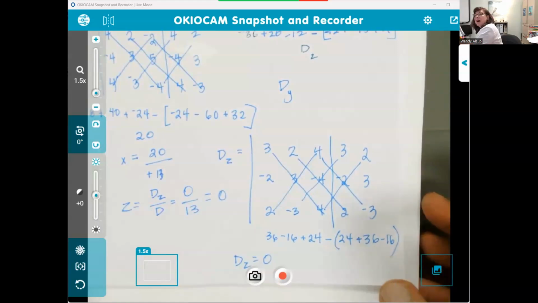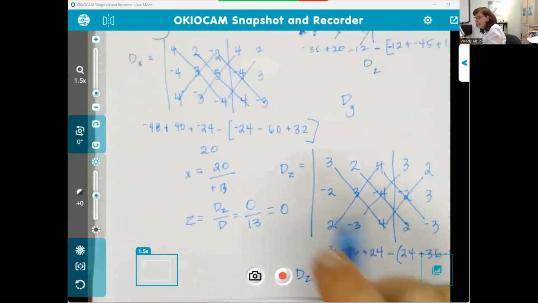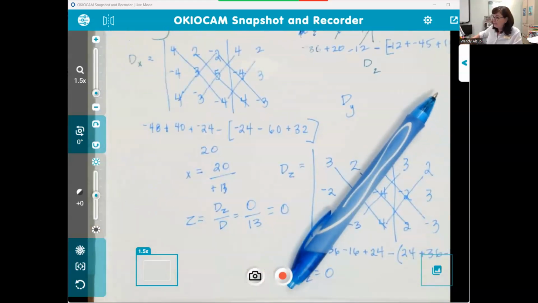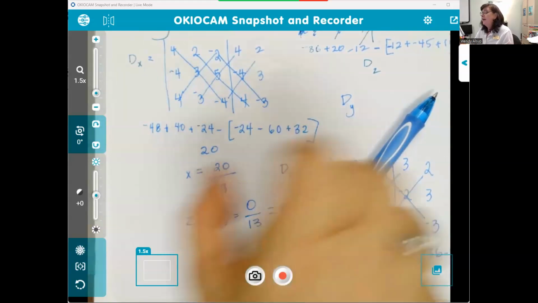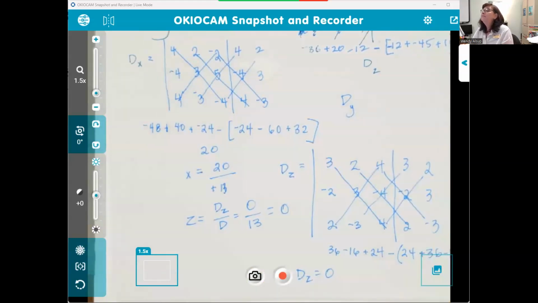Now, I didn't find the y, but you can surmise from how I found the x and the z how to find the y. Alrighty? Now, all that to say, this is a method called Cramer's rule, and we can use it to solve ever bigger matrices. All right?